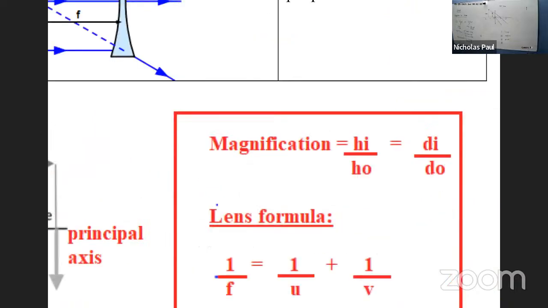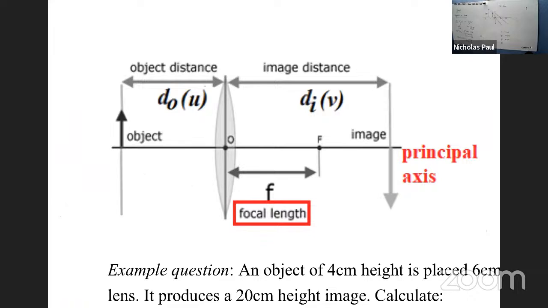Oh, I think they're missing a label. They're missing a small label. In this diagram, each I is height of the image, and each O is height of the object. Sorry, I'll label it again. Right, each O is height of object, and each I is height of image.